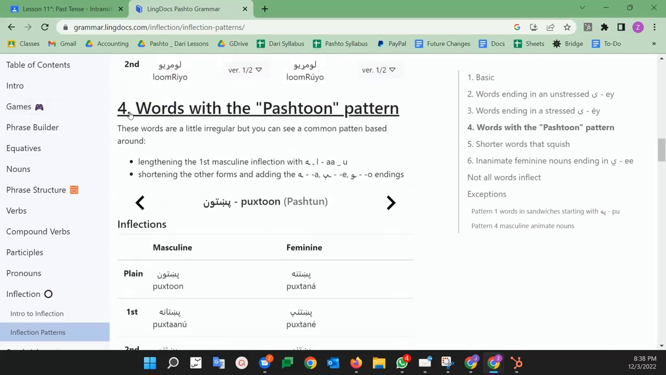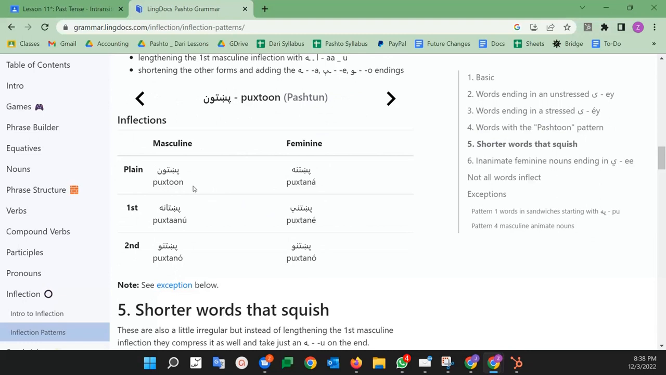Then the last 2 I'll go over quickly because they're kind of irregular ones. You have like Pashtun, and then what's really weird is that you add what they call lengthening the vowel. Instead of Pashtun, it's Pachta, and then you add an a at the end, Pachtana. And then for the second version, it's Pachtano. So just kind of really weird.